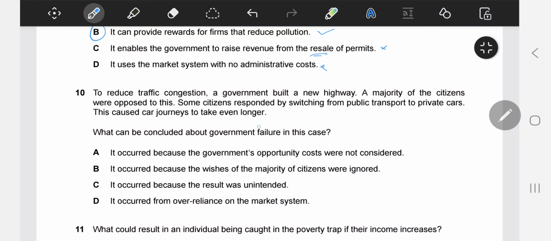It occurred because, I think, the government had a good intention here, only that it didn't have the results that it wanted. So it created a problem, but the intention of the government was good because they wanted to reduce traffic congestion. It occurred because the government's opportunity costs were not considered. I think no. It occurred because the wishes of majority of citizens were ignored. In most decisions the government make, they look at what is called cost benefit and not wishes. It occurred because the results were unintended. Yeah, this is the one I was talking about. It occurred from over-reliance on market system. That one is also out. So for 10, let's go with C.